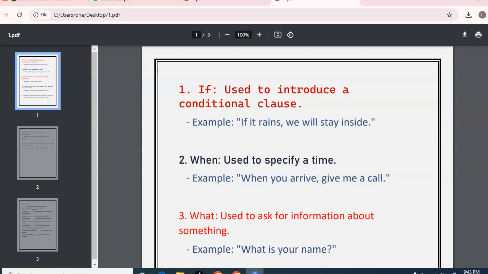Today we are diving into a very important topic: how to use some essential question words like if, when, where, what, how, whether and that. These words are so important and we use them in our daily life even.